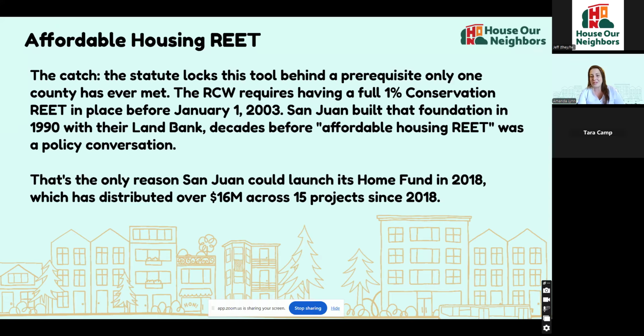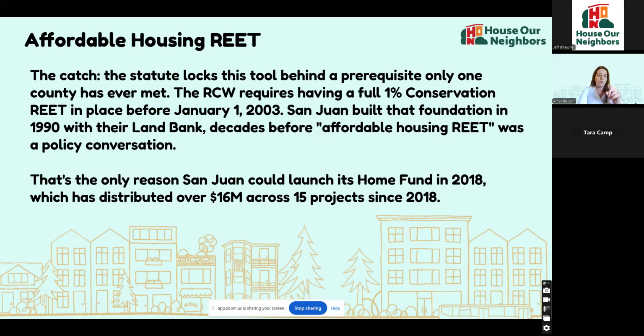And Tara could probably tell us in the chat when the Growth Management Act passed, but early 90s, the Growth Management Act passes and kind of made that moot because the Growth Management Act does that. Yes, so right around the same time, the Growth Management Act, Tara says 1990 in the chat. So this is all happening at once, right? But in the way that we know legislation goes, this is kind of grandfathered in, this requirement for a conservation REET being put in place before January 1st, 2003.